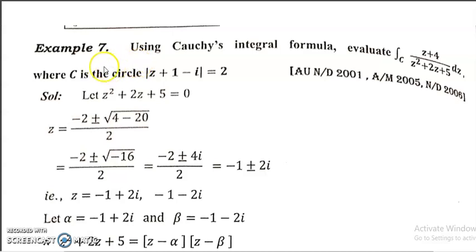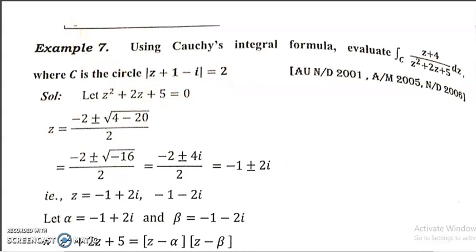We will continue with the example questions. Using Cauchy's integral formula, evaluate the integral over C of (z + 4) / (z² + 2z + 5) dz, where C is the circle |z + 1 - i| = 2.